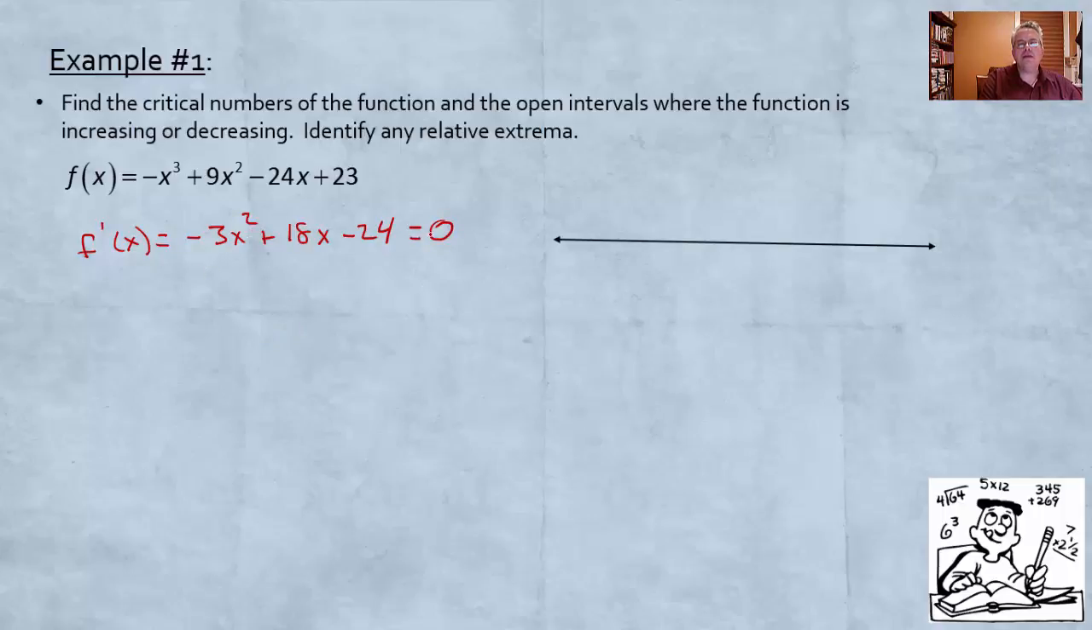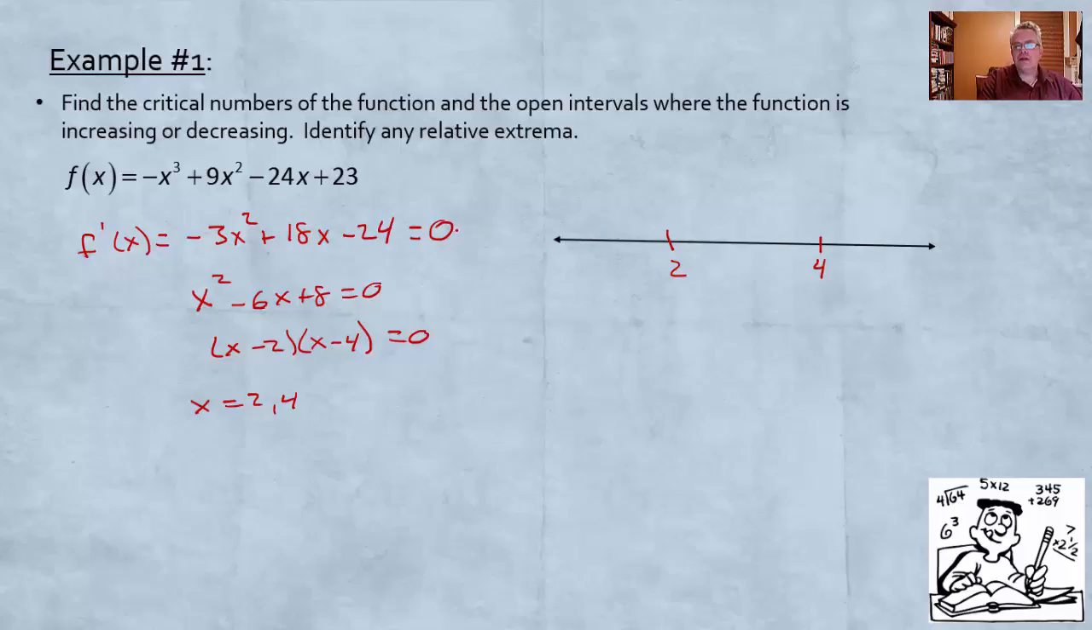Now, I can make this a little bit easier to solve by dividing everything by negative 3. I get x squared minus 6x plus 8 equals 0. And we can factor this. If we're having trouble factoring it, we can always use the quadratic formula to solve it. We get x equals 2 and 4. Those are our critical points. So 2 and 4. There are no points where the derivative is undefined, so those are the only 2 points we have to worry about. Okay, and it divides the number line up into 3 pieces.